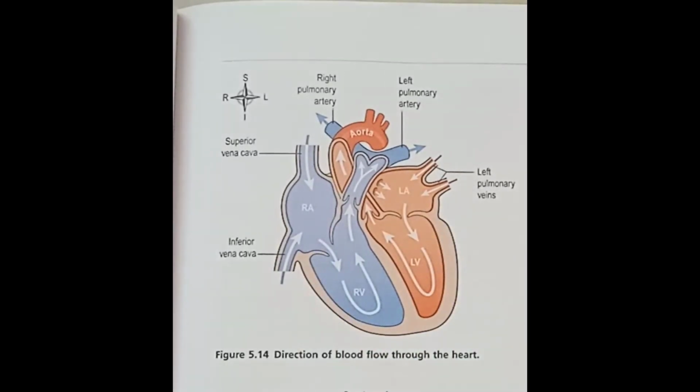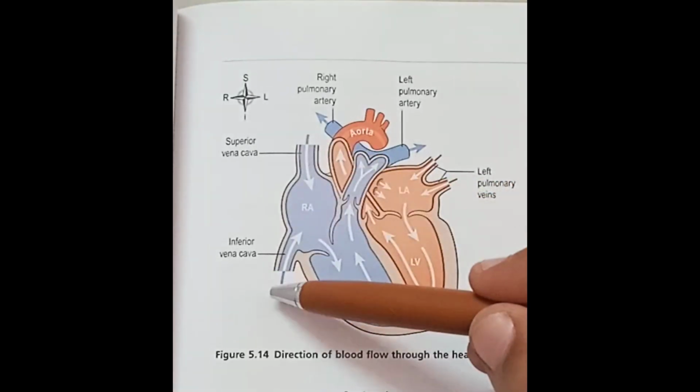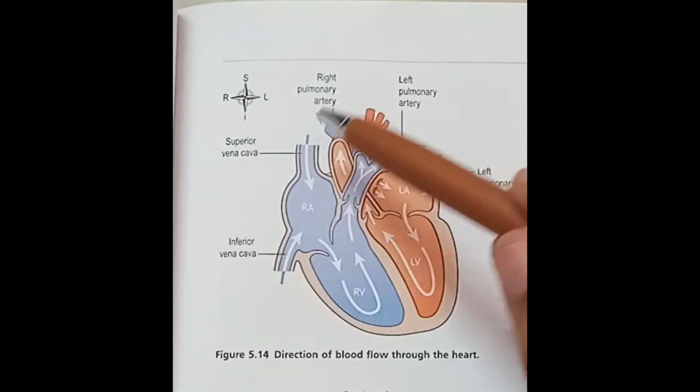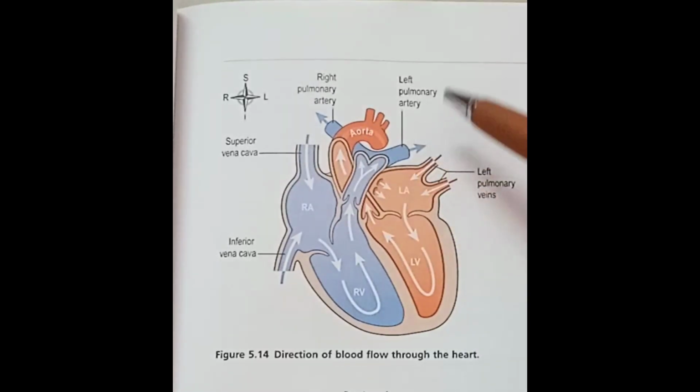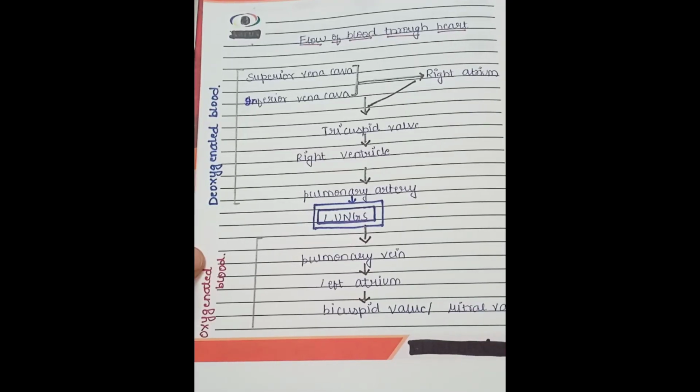Then we are going to look into superior inferior vena cava, pulmonary arteries, left and the right pulmonary artery, the aorta. These all things are going to be discussed. Now let us get back to the flow chart. Welcome back to the flow chart of the heart.